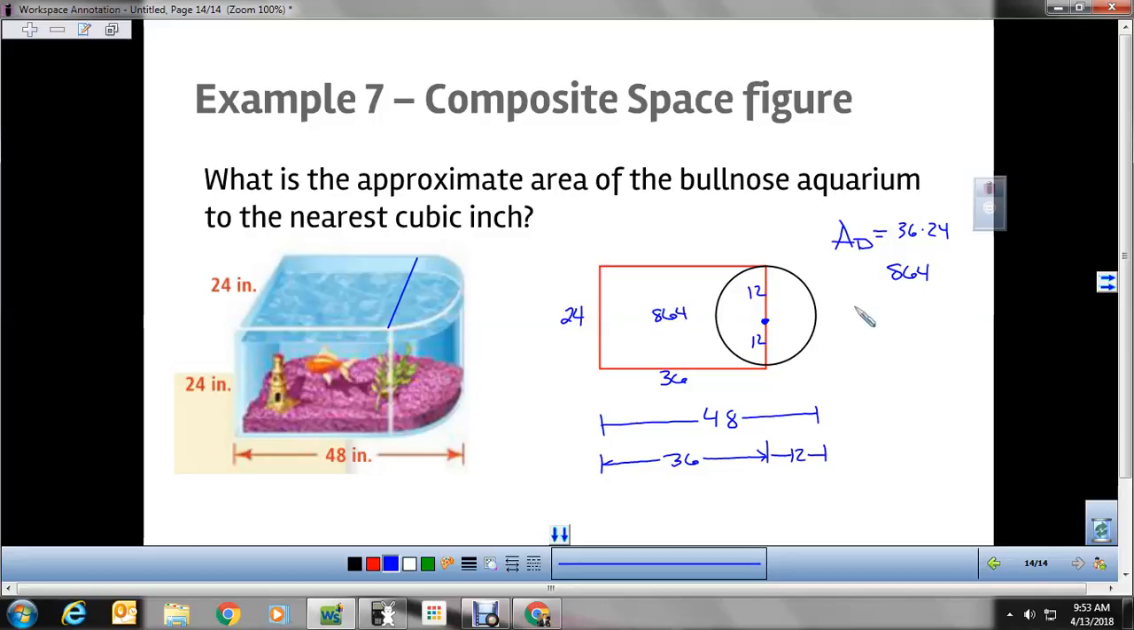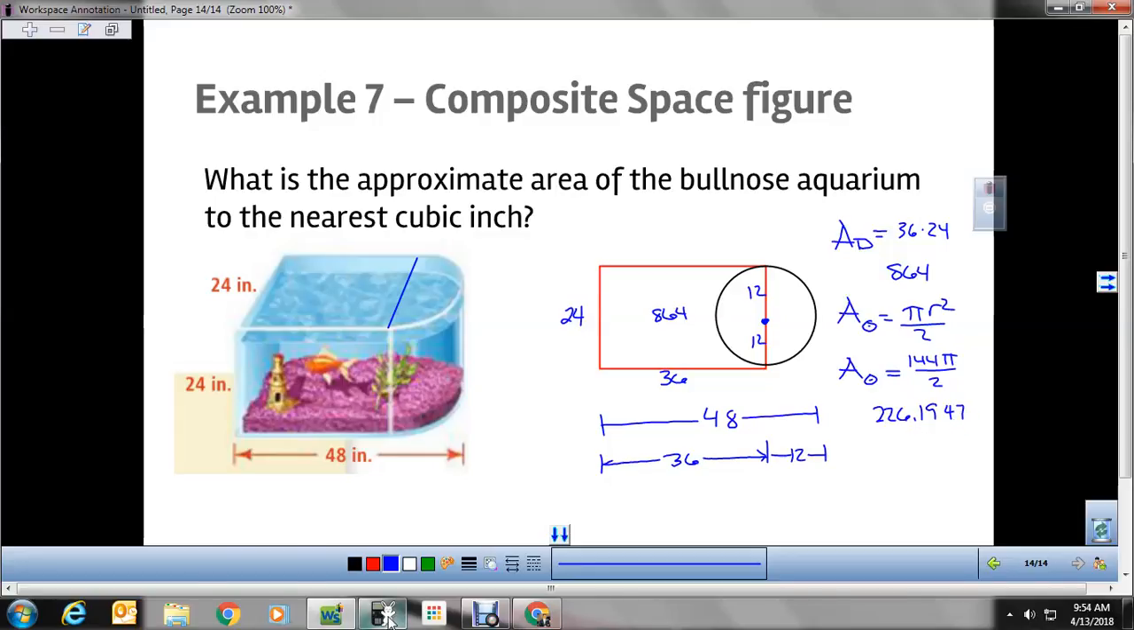Now we're going to find the area of the half circle. So that's going to be finding the area of the circle and then dividing it by 2. So pi r squared divided by 2. Radius is going to be 12, so 144 pi over 2. Because we have to add these two together, we're going to go to about 4 decimal places. So this becomes 226.1947.